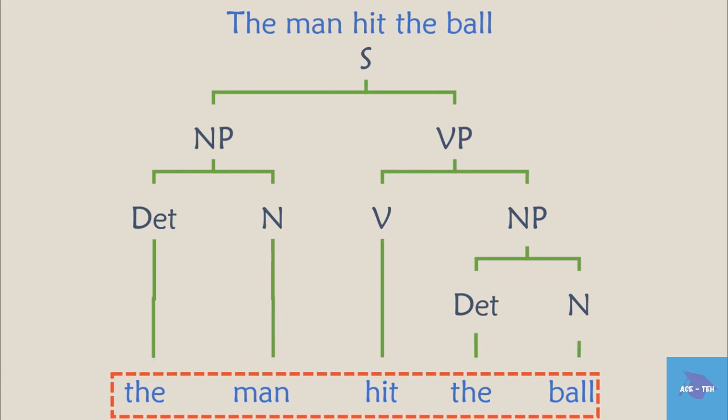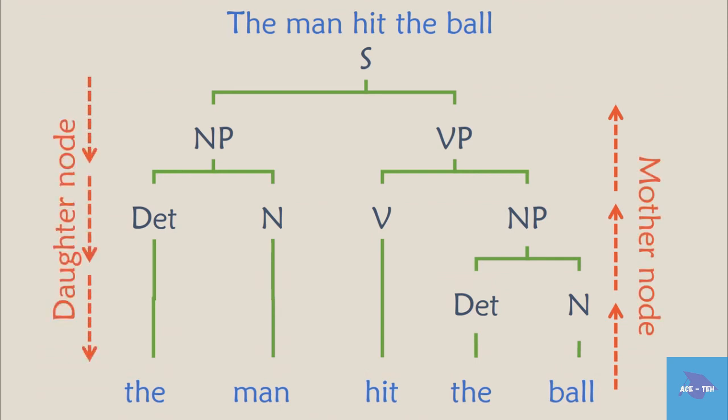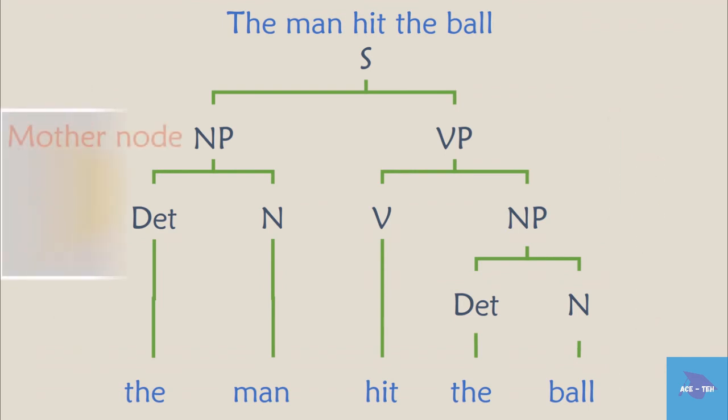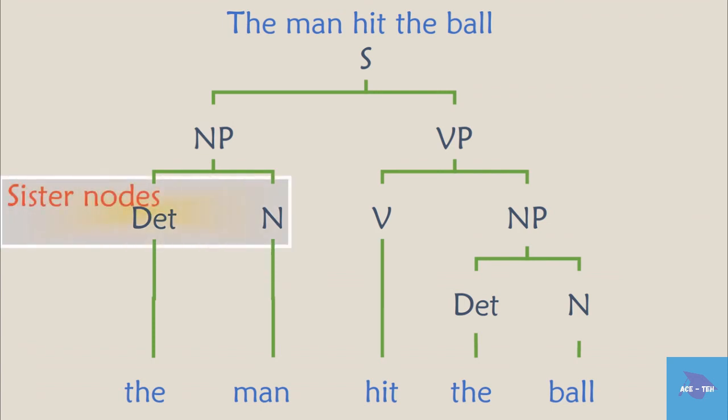A node above a particular node is called a mother node, and the node below is called a daughter node. For example, noun phrase or NP is the mother node and determiner and nouns are the daughter nodes of NP. Now the nodes that come in the same line are called sister nodes. Determiner and noun are sister nodes. Yes, there are only women in these family trees.